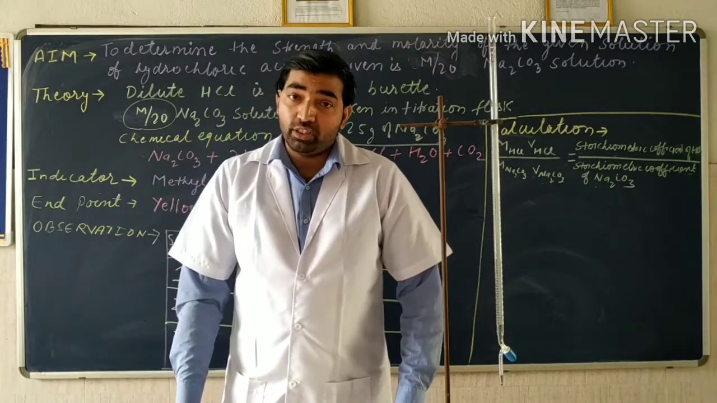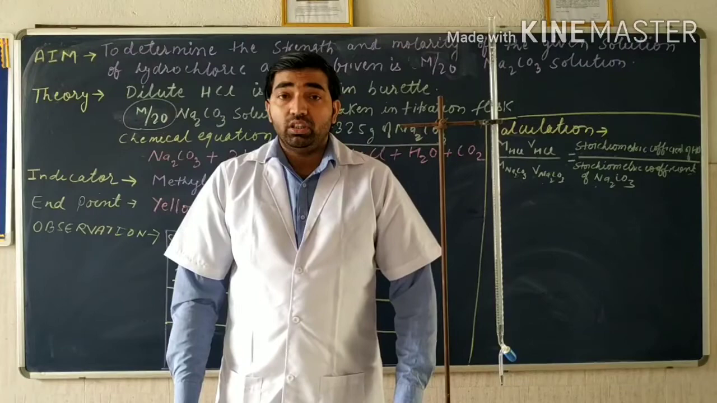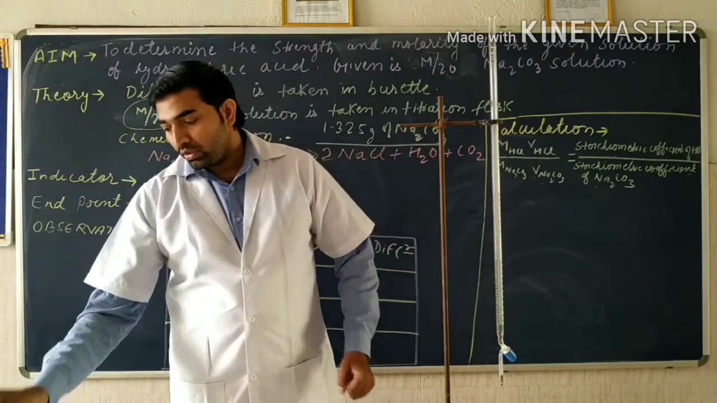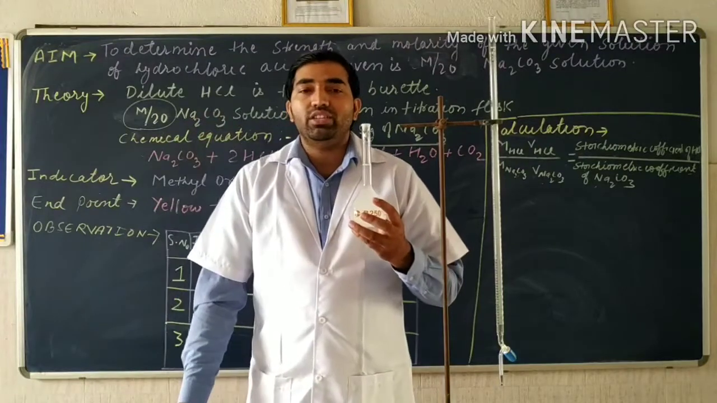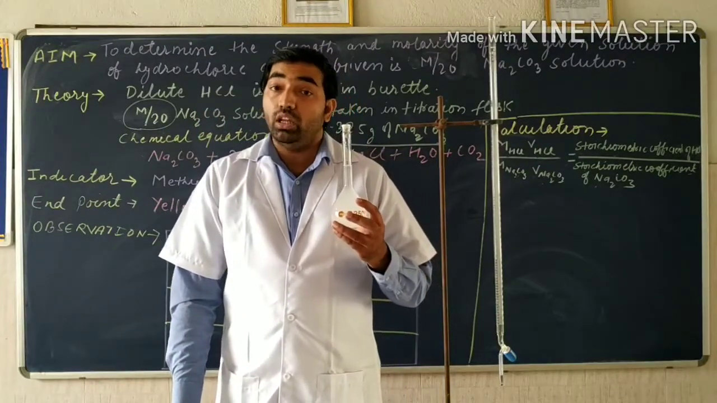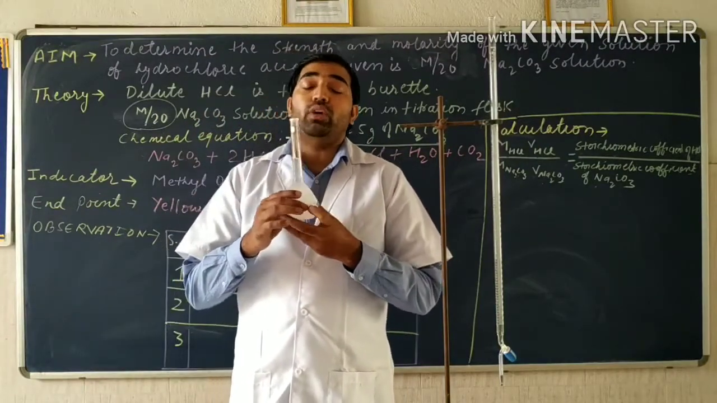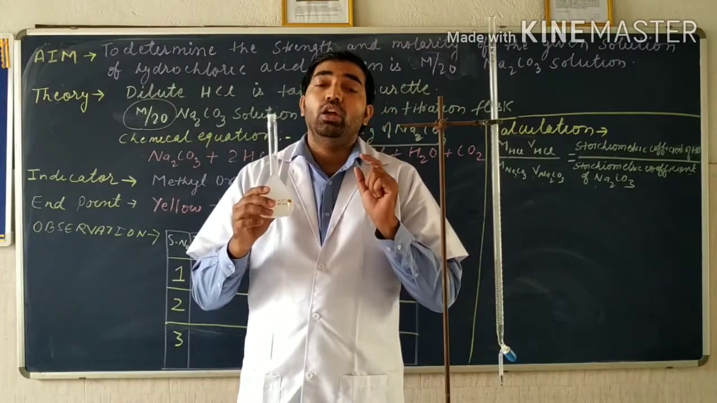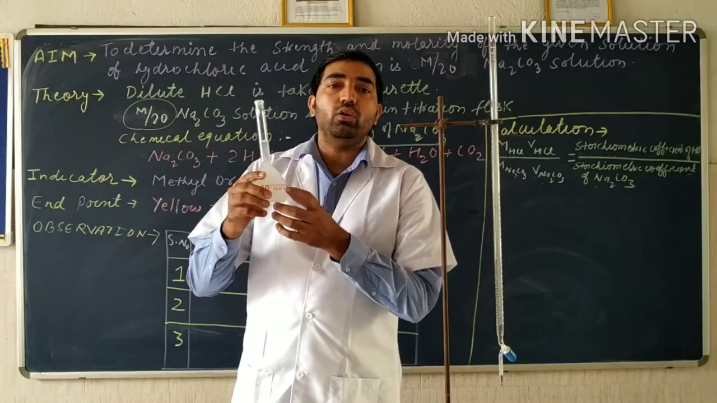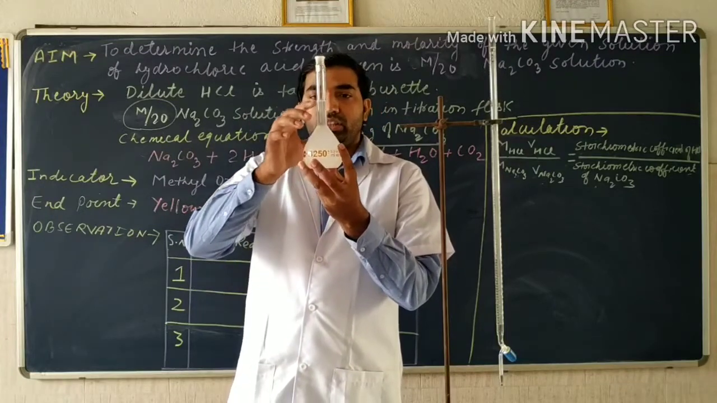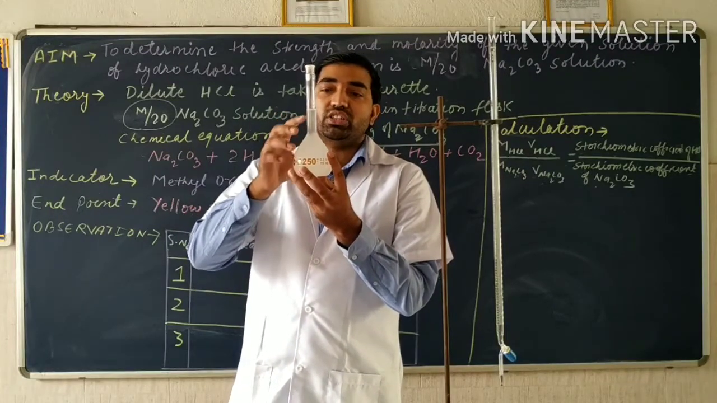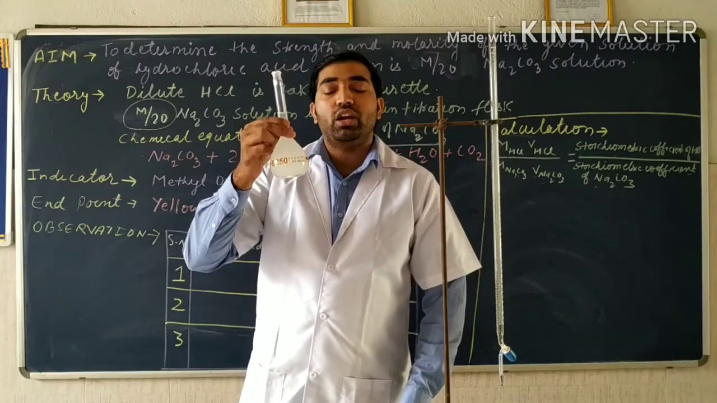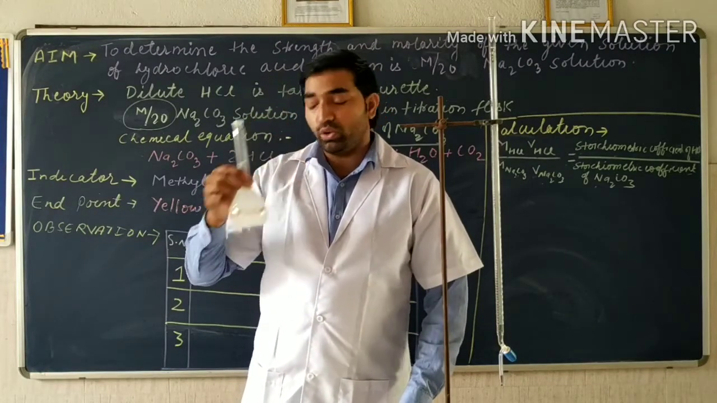Now move to the procedure part. First we have to prepare M by 20 standard sodium carbonate solution. This is M by 20 standard sodium carbonate solution in which 1.325 gram of sodium carbonate is dissolved in exactly 250 ml of distilled water, and the lower meniscus touches the mark on the flask. So this is the standard M by 20 solution of sodium carbonate.